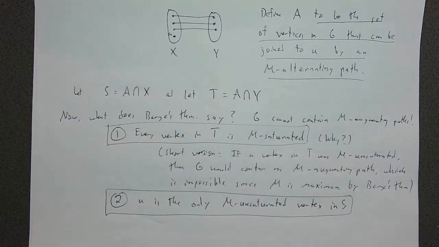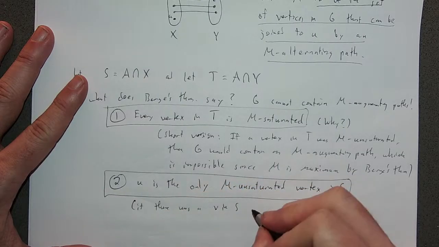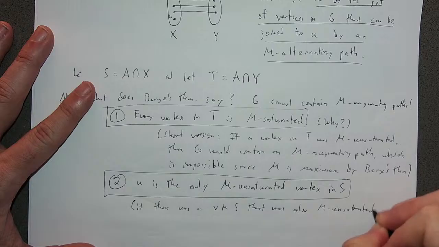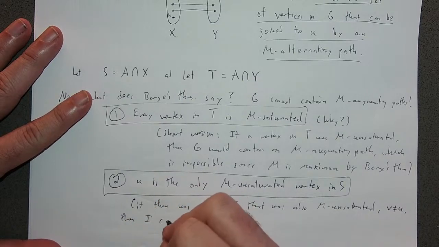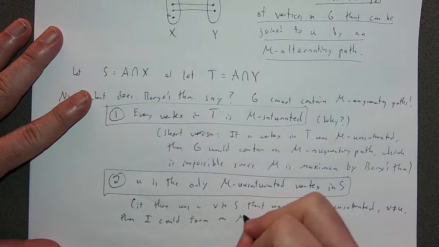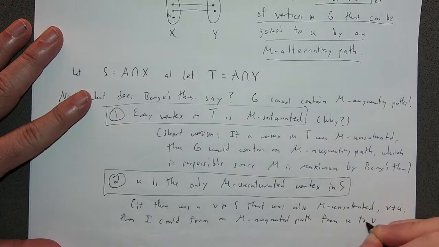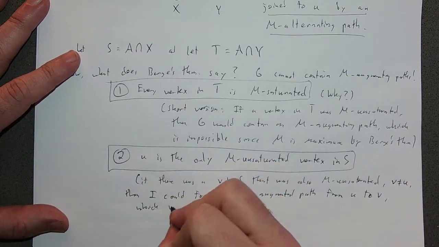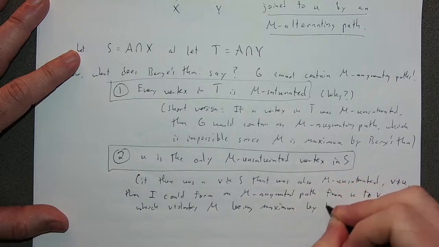Why? If there was another one, if it was also M unsaturated and not equal to U, then I could form an M augmented path from U to V, which violates M being maximum by Burgess' theorem.